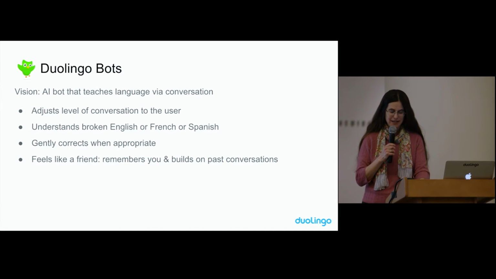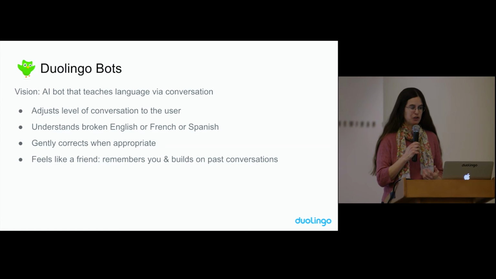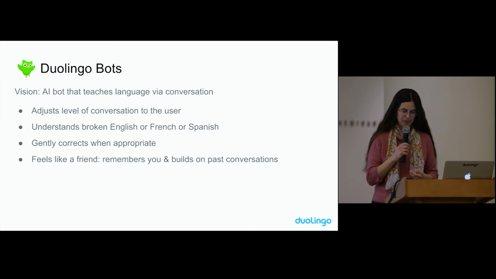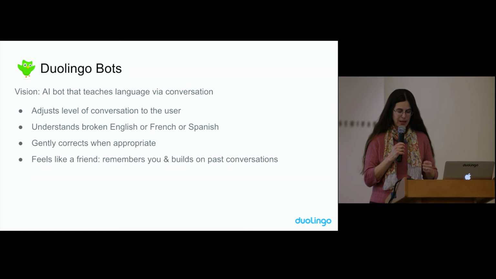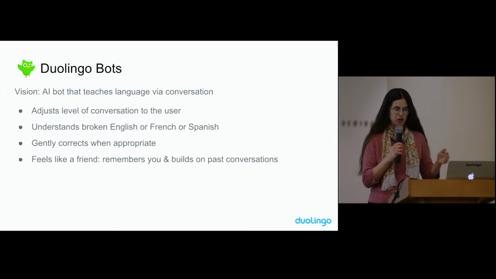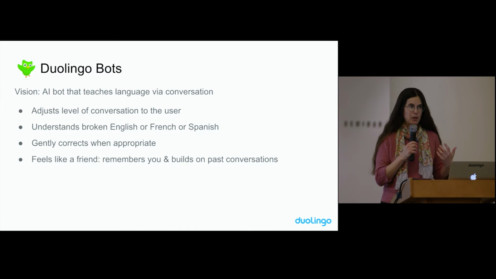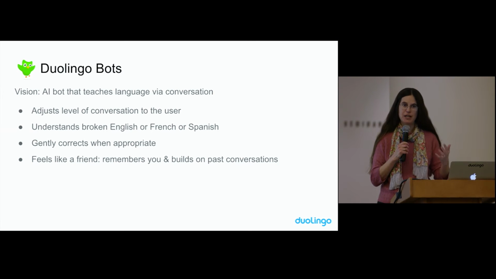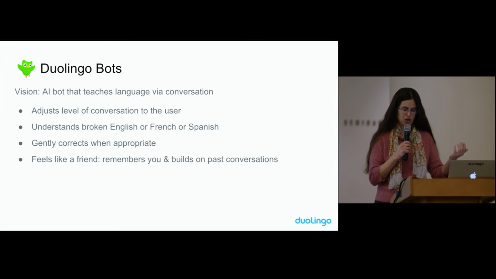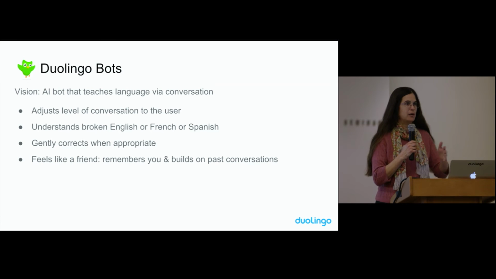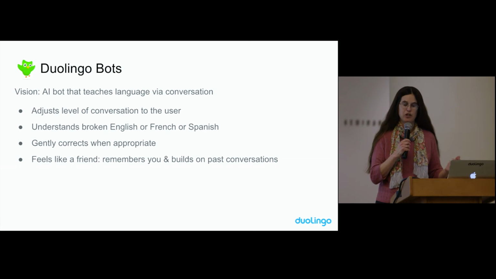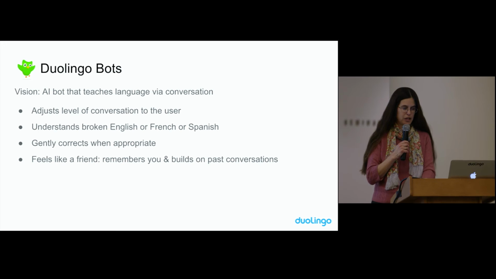And we actually think that this has the potential to be the future of language education. We think that just maybe people could learn a new language just by talking with a bot that is smart enough. Imagine a bot that is smart enough to adjust its level of conversation to you, smart enough to understand broken English or broken Spanish or broken French, smart enough to gently correct you when you make mistakes, and smart enough to remember and build on past conversations.